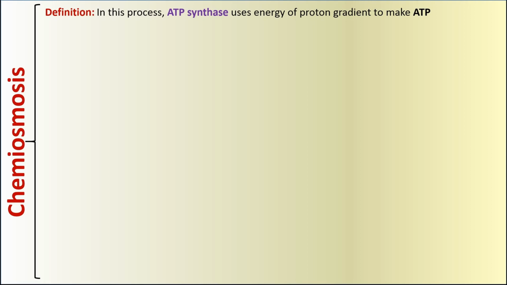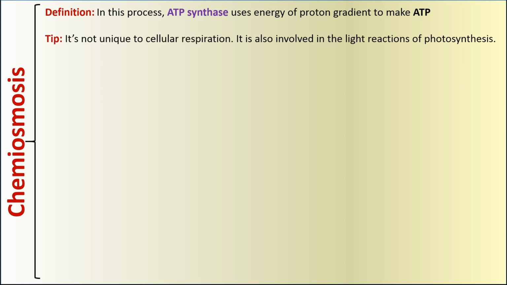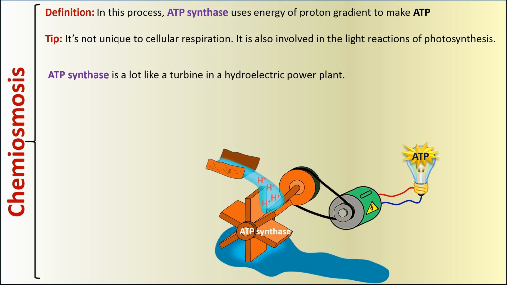Chemiosmosis. In this process, ATP synthase uses the energy of the proton gradient to make ATP. It's not unique to cellular respiration. It is also involved in the light reactions of photosynthesis.